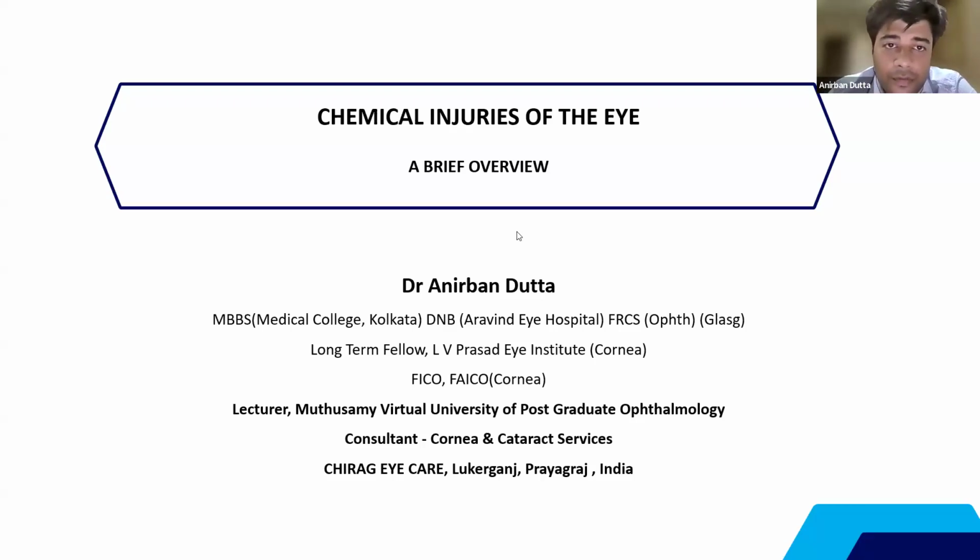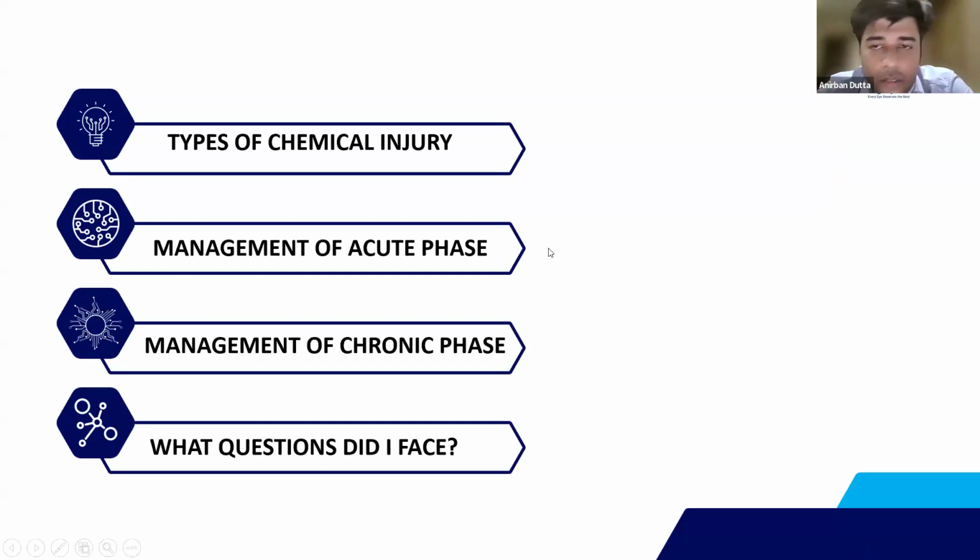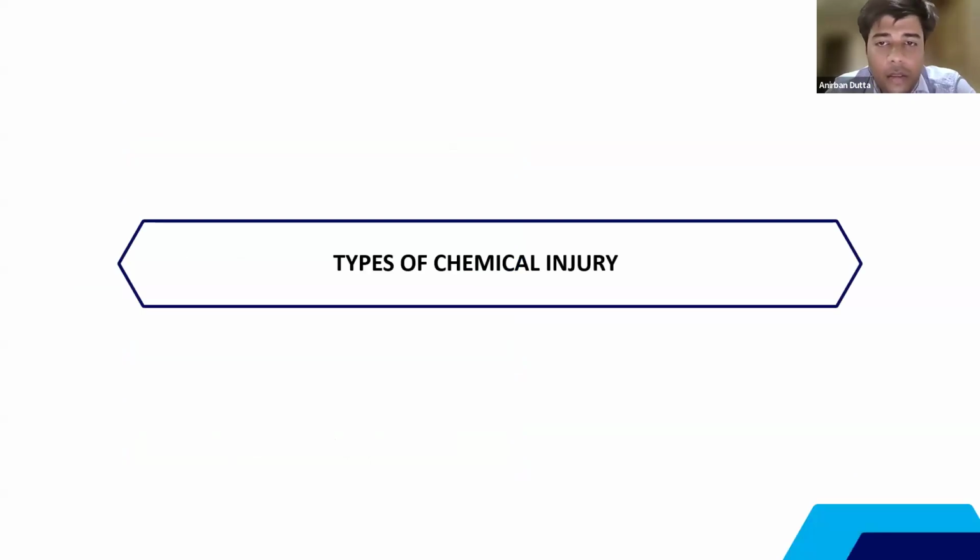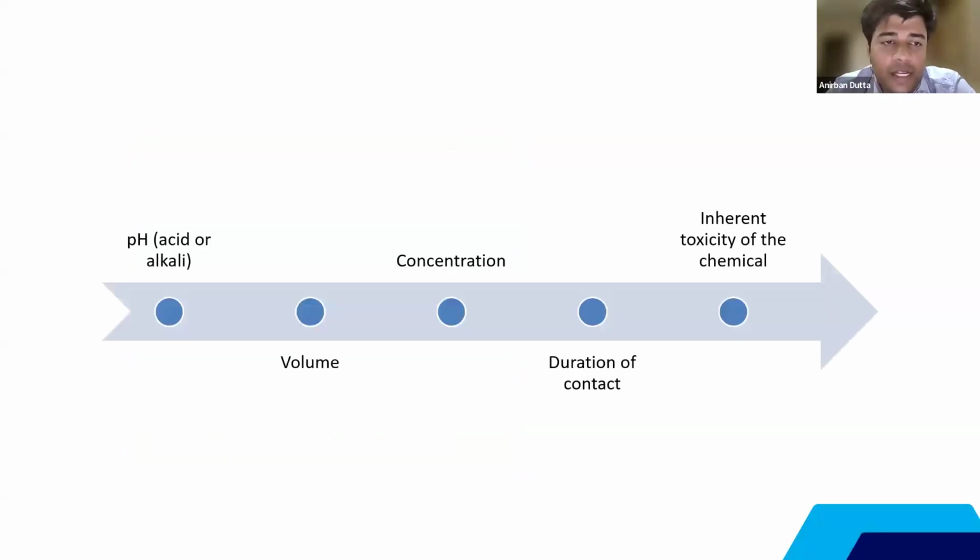Okay. So, the objectives of this presentation are fourfold. First, we will discuss the types of chemical injury and how to grade them. Next, we will discuss the management of acute phase. Now, this objective is the most important for your oral exams. Next, we have the management of chronic phase. And lastly, I will discuss the case scenario which I was presented during my viva. So we begin with the types of chemical injury.